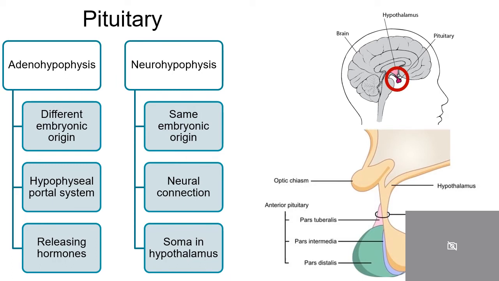In fact, the soma of these neurons lies within the hypothalamus. Axons run through the infundibulum, and the axon terminals are in the posterior pituitary. The hormones of this structure are released directly from the posterior pituitary. There are only a couple of hormones released here, oxytocin and vasopressin, which is also called antidiuretic hormone. These hormones are made in the hypothalamus but released from the posterior pituitary.